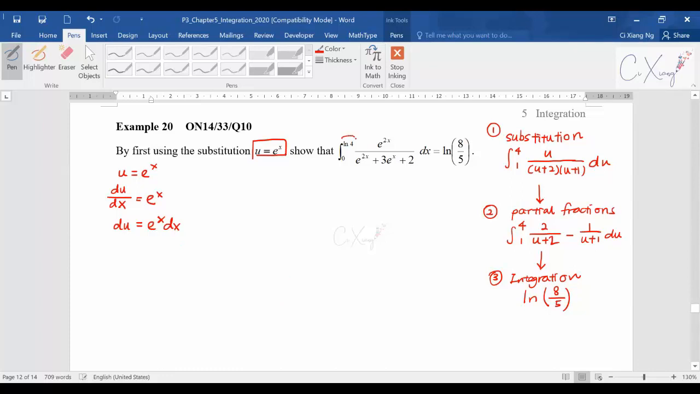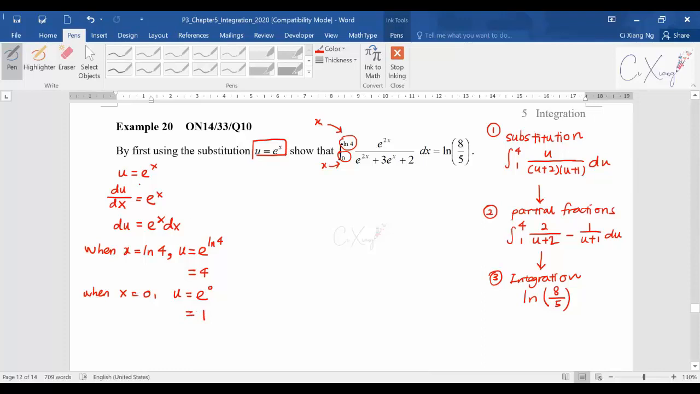Because this is a definite integral, and the original question is in terms of x, these are all x values. So you can do it like this. When x equals log 4, what is the value for u? So u equals e^(log 4), and you should get 4 here. If you don't know how to get it, you just press the calculator. And then when x equals 0, what's the value for u? So u is e power 0, and you will get 1.